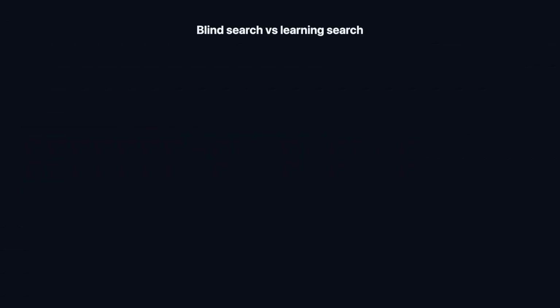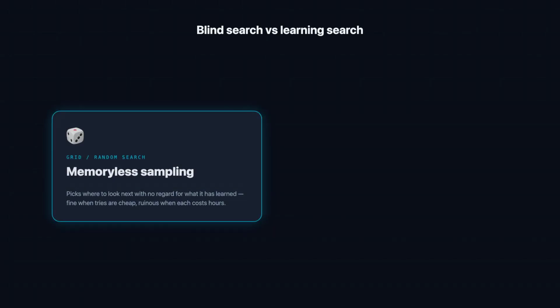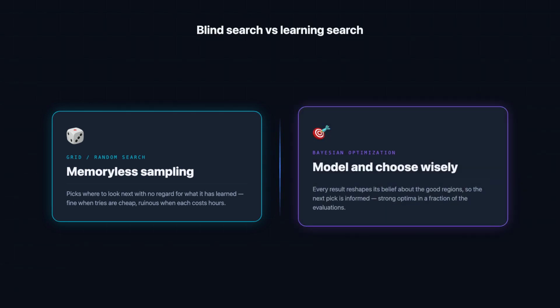To really feel why this matters, let's contrast it with the search strategies most people reach for first. Grid search and random search are memoryless. They pick where to look next without any regard for what they've already learned, so they waste precious evaluations revisiting hopeless regions. When each try is cheap, that's fine, but when every query costs hours or dollars, that blindness gets very expensive very fast.